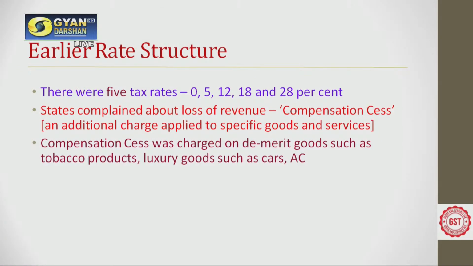In 2017, when this GST was introduced, there were 5 tax rates. Okay, this was 0%, 5%, 12%, 18%, and 28%. 0% means there is no tax on those commodities. These are the basic essential commodities like milk, rice, and so many things. Keeping in mind the nature of the commodity, starting with the essential commodities up to luxury goods, the tax rates went on increasing.